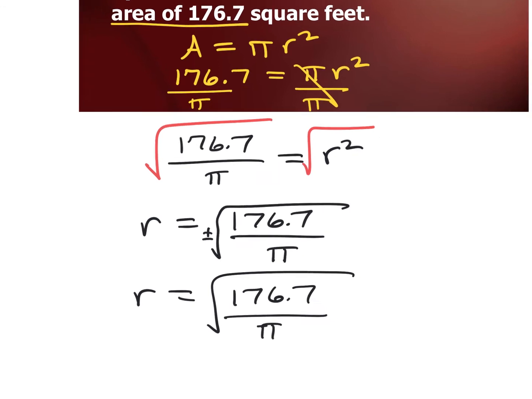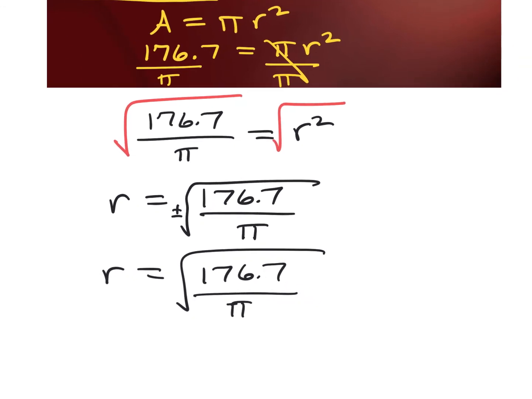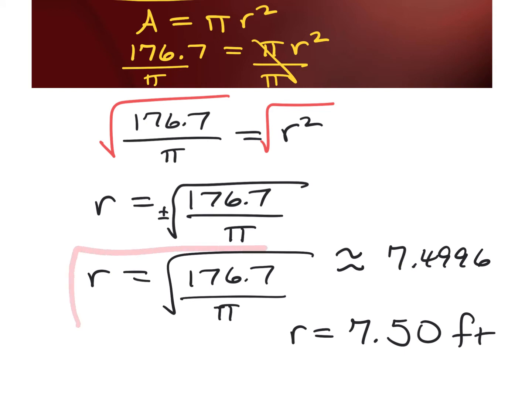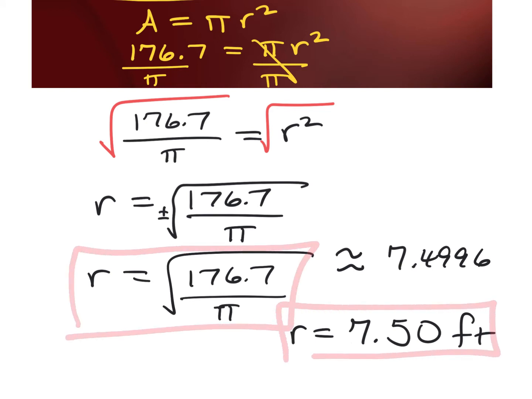But rounded to the hundredths place, once I divide this, I get 0.4996. So rounded to the hundredths place, 7.50, and these are feet. So this would be left in terms of pi, and this is rounded to the hundredths place. Now, again, remember, technically when you square root something, you get two answers, but we don't want a negative radius, so we're only keeping the positive answer here.